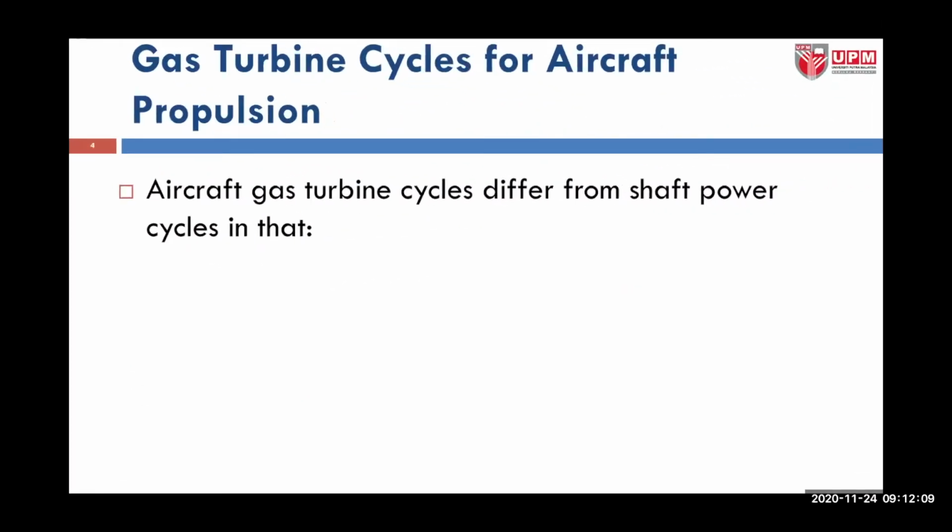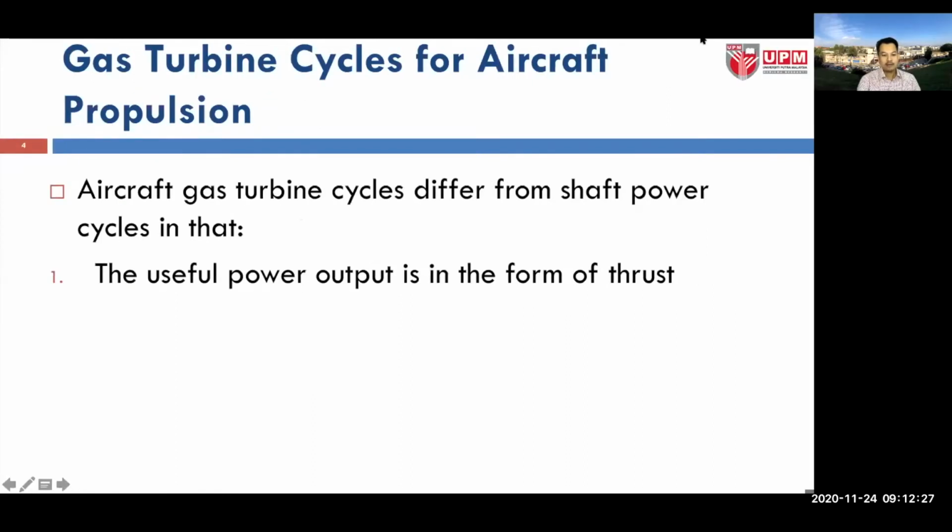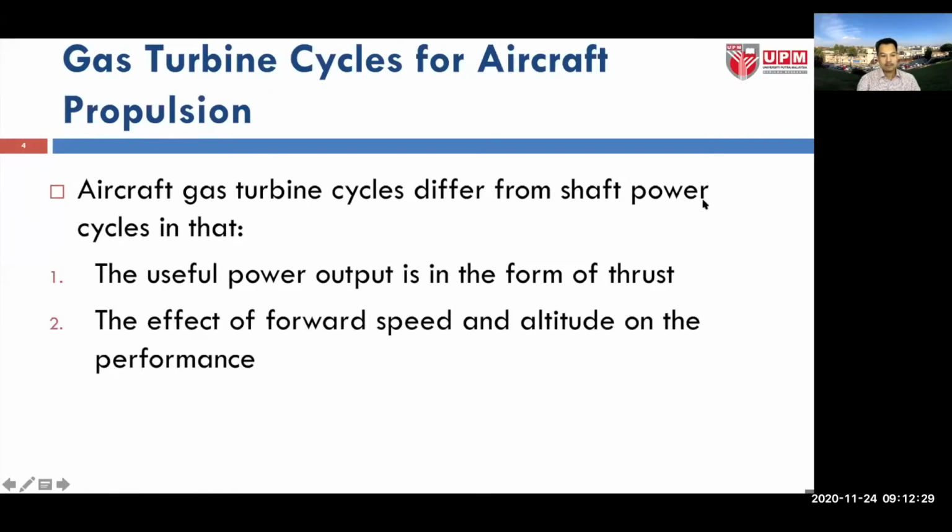In terms of the aircraft gas turbine cycle, it differs from the shaft power cycle. So we are going to look into what the differences are. The first one is that the useful power output is in the form of thrust, and the second one is the effect of forward speed and altitude on the performance. These are the two differences between a typical gas turbine cycle compared to shaft power cycles.